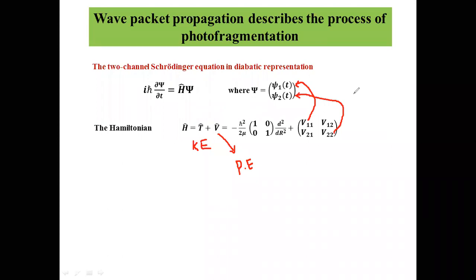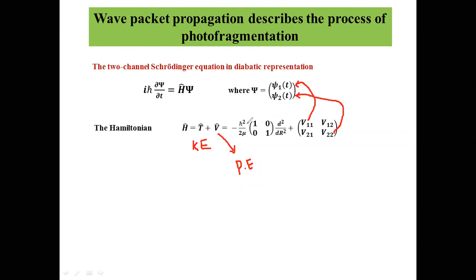Then the off diagonal terms are nothing but the coupling terms between these two states, right? These are going to be the same. So this is the coupling term between state 1 and state 2, that is V12, you can think of. Normally we think of this as the spin orbit coupling, right? So that is the coupling in the potential energy surface.